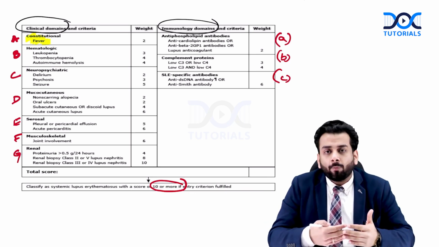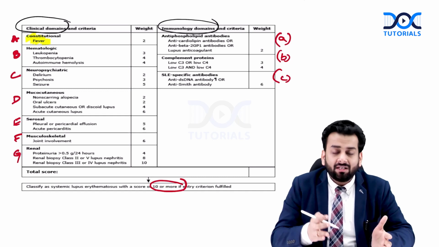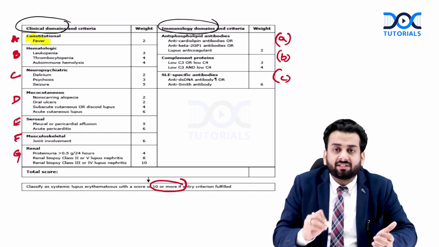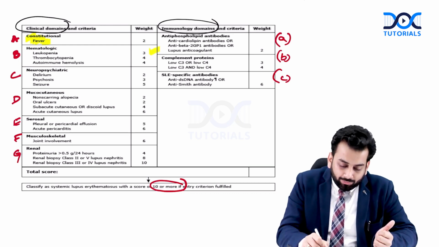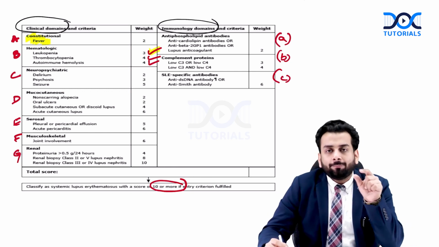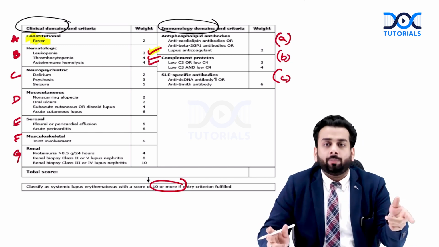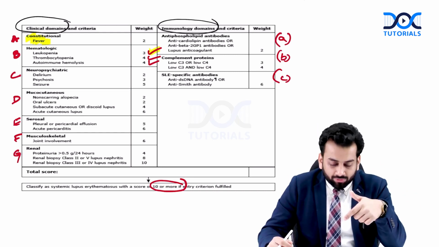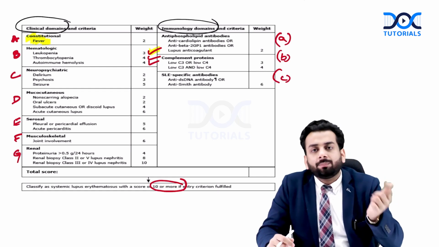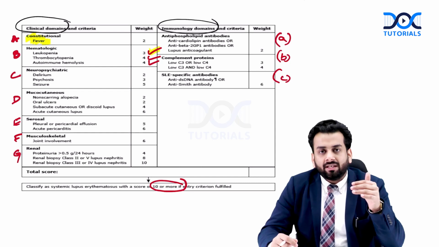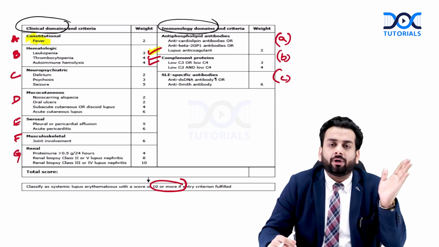Then the sub points under each domain have been given weightage, have been given points. Like leukopenia has 3 points, thrombocytopenia has 4 points, and autoimmune hemolytic anemia has 4 points. And you will only take that point which has the highest weightage in that domain. For example, if a patient has both leukopenia and thrombocytopenia, you cannot count it as 3 plus 4 is equal to 7. You will only take 4 into account, because under each domain, you will only take the highest pointed category.